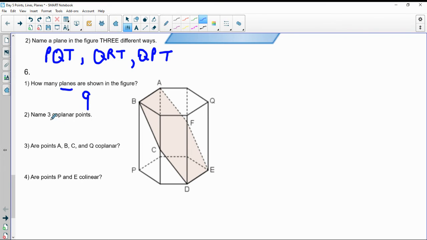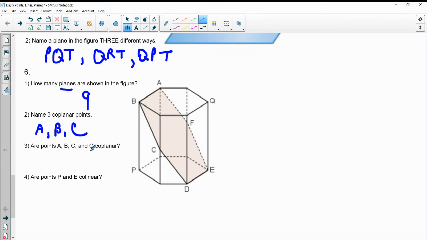Okay, now I've got name 3 coplanar points. So I need points on the same plane. So any one of these figures that have 3 points in the same plane, probably the easiest would be the shaded figure in the middle. Any of those 3 points would work. You could also use PDE. That's 3 points on this bottom plane. It doesn't matter. So we'll just use A, B, and C. Again, if they're points, separate them with commas.